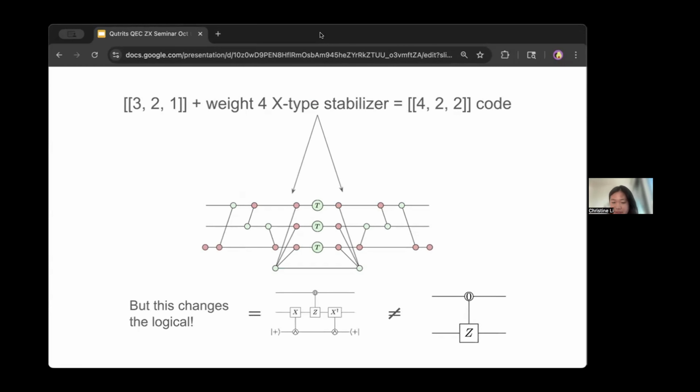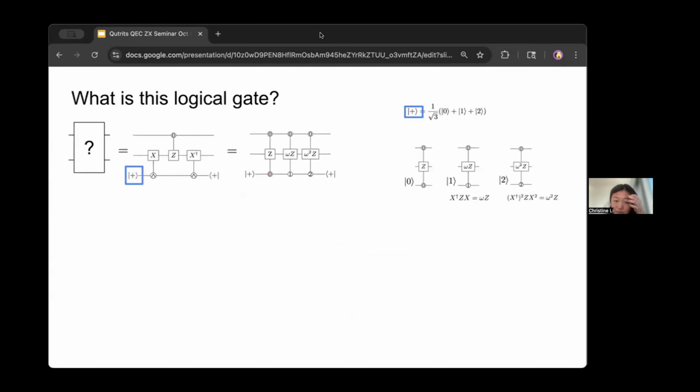This is this circuit, so it's zero control Z conjugated by these CX gates, but this actually changes the logical. It's no longer zero control Z when you conjugate with an ancilla. So now the question is how to go back, how to preserve the logical, right? Okay, so what is this circuit?